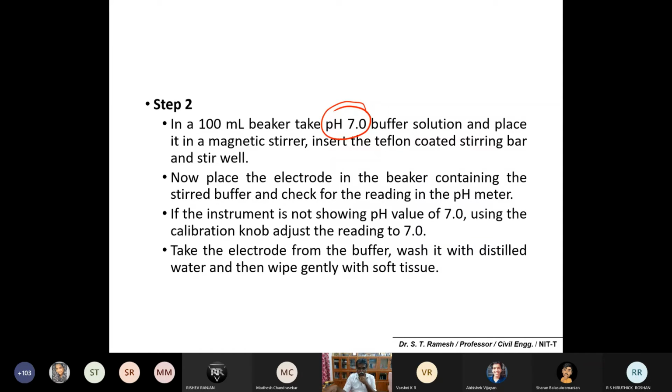If it is a 7.1, you adjust it to a 7 value. Thereby the instrument is again calibrated with the pH 7 value. Step number 3.